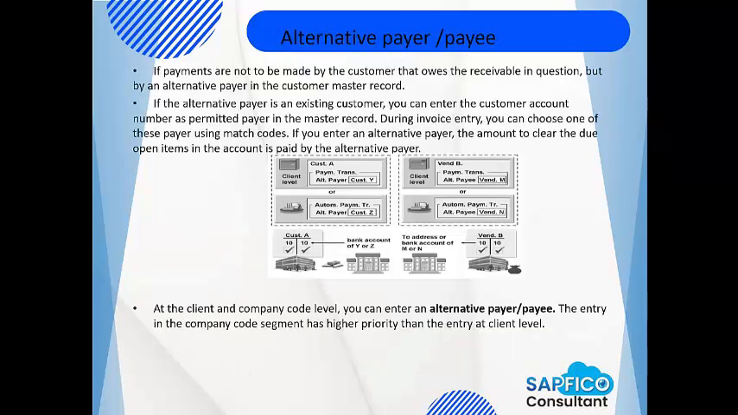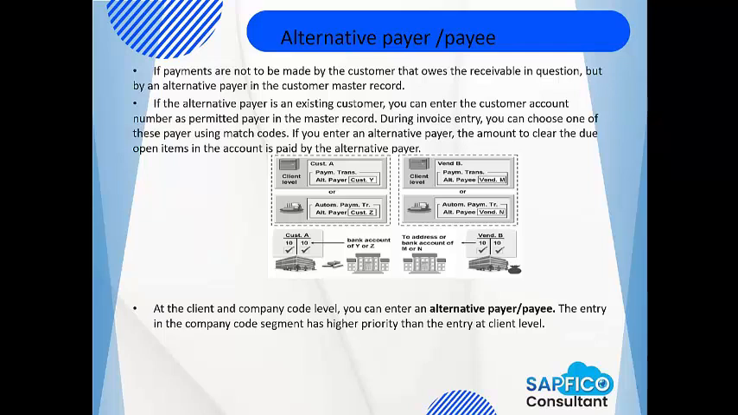Now, let us understand the alternative payer and payee concept. What is the alternate payee concept? If payments are not to be made by the customer that owes the receivable in question, but by an alternative payer in the customer master record, then we can use an alternate payer function. If the alternate payer is an existing customer, you can enter the customer account as a permitted payer in the master record.